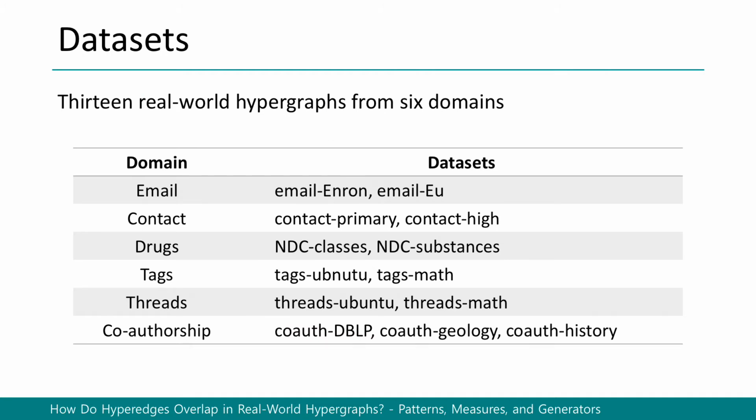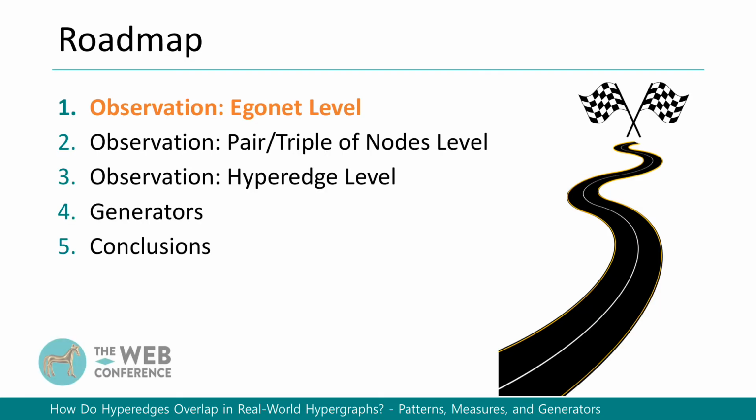Throughout this work, we use 13 real-world hypergraphs from 6 different domains. We examine overlapping patterns of hyperedges in real-world hypergraphs and verify them by comparing with those in random hypergraphs obtained by HyperCL. We investigate the overlaps of hyperedges at 3 different levels, and first, let's take a look at the egonet level.